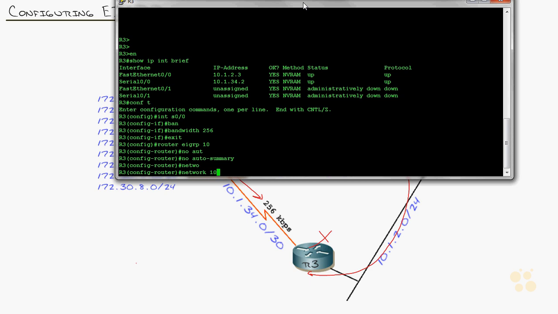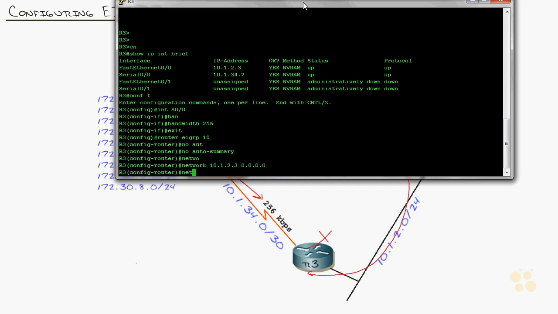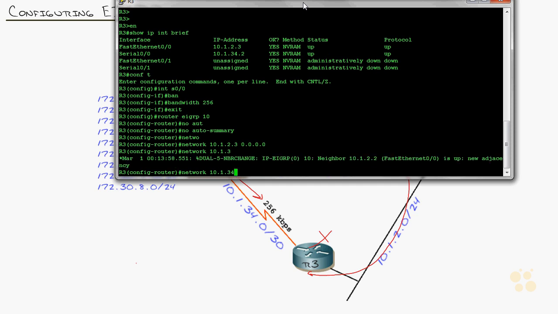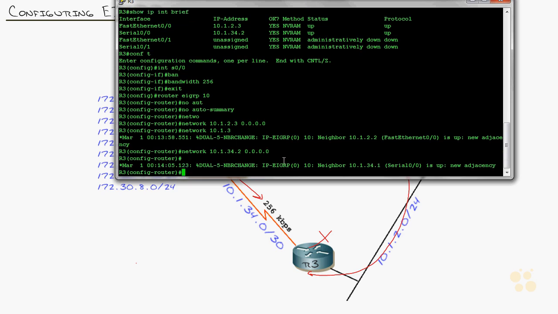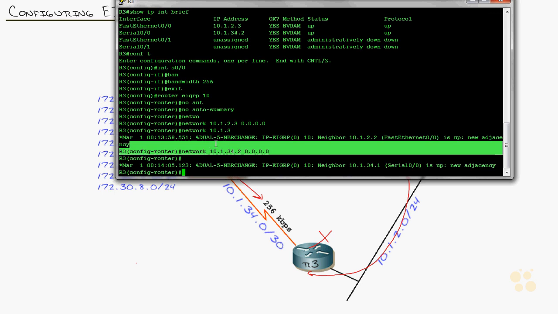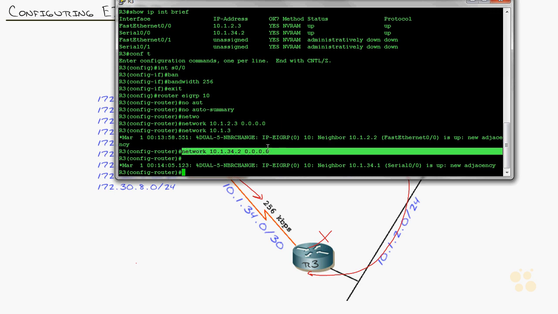Let's be best practice folks, right? Network 10.1.2.3 0.0.0.0, network 10.1.34.2. By the way, if you're thinking exam, Cisco is not, unless they specifically say use these methods to enable the network, going to be like, oh, dude, you totally didn't do it like best practice, individual networks. Look for things like, okay, enable the network in the most secure way, those kind of things. Then you're like, ah, okay, I know what they're getting at, right?